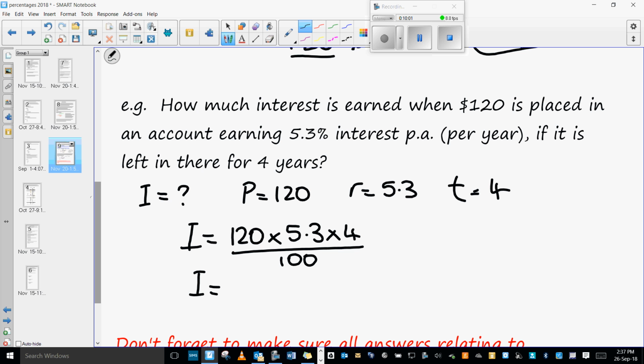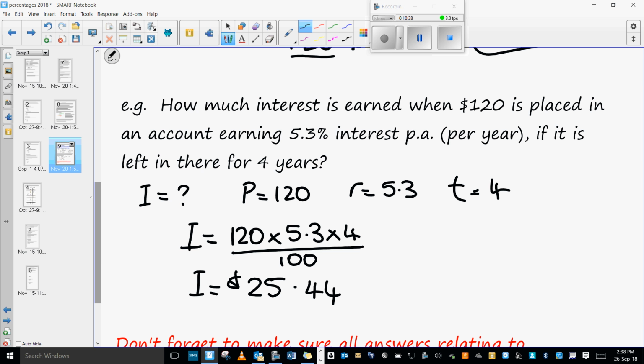Maya? 25. Were you happy with that? Well, 25.44. 25.44? Yes, well, it was 0.44. Why would I stop at 0.44? Why wouldn't I keep going? Did you divide by 100? Oh, you did divide by 10. What did you do? I didn't do the one. All right, so it was just 0.44, it wasn't any more numbers anyway. Okay, so our interest here is $25.44.